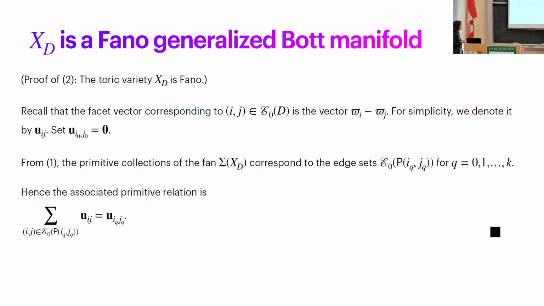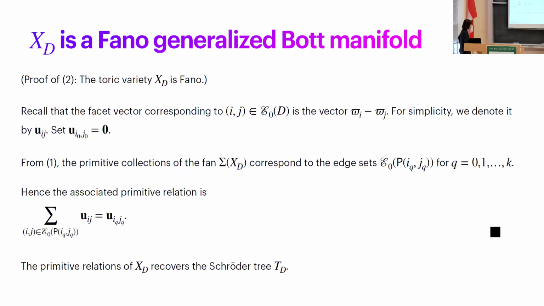For the second one, since X is a generalized Bott manifold, we can easily find the primitive collections. For each primitive collection, we can easily see that the primitive relation is given by this form. So the degree of the primitive collection is l, the size of this set, minus the sum of the coefficients. The size of this set is always greater than 2, so greater than or equal to 3. So the degree is at least 2, which means that the toric variety X_D is Fano.